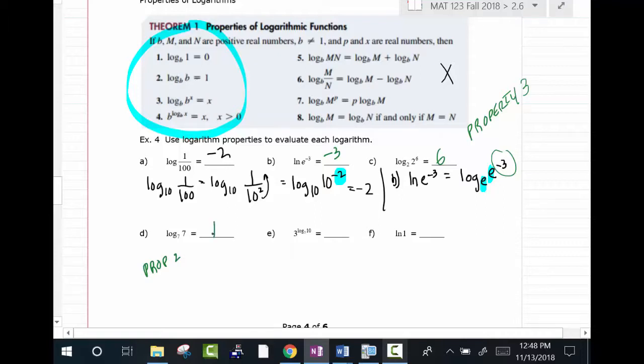You can do that one in your head. I had you do that a minute ago in your head. Remember, this just means 7 to what power is 7? Answer is 1. The answer to a log is an exponent. Okay, how about the next one?